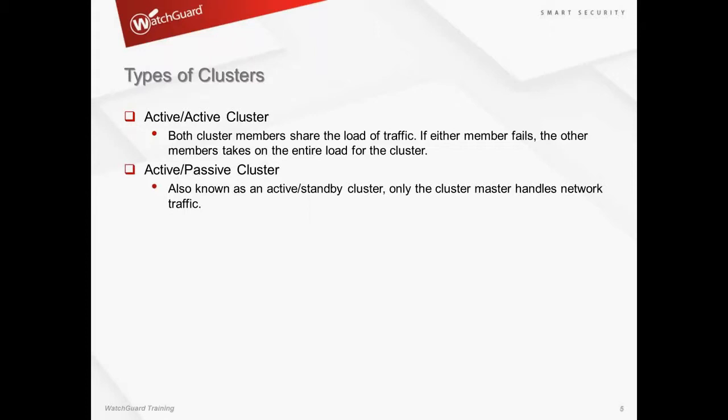Now, as we look at all the different types of clusters, we have an active-active cluster, and in that situation, both cluster members share the load of traffic. If either member fails, the other member takes on the entire load for the cluster. Generally, as we're looking at speccing out, people often ask me to spec out what their network needs are. They might be looking at active-active, and the question I would ask you is, okay, what happens then in the event that one of the firewalls is rebooted?